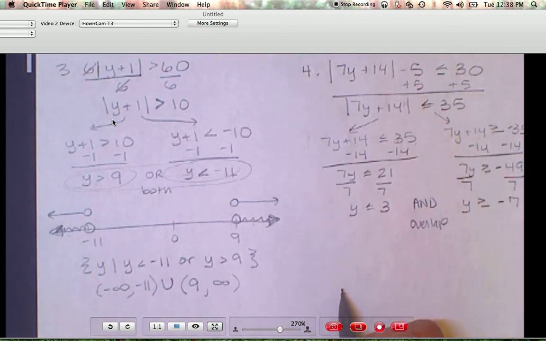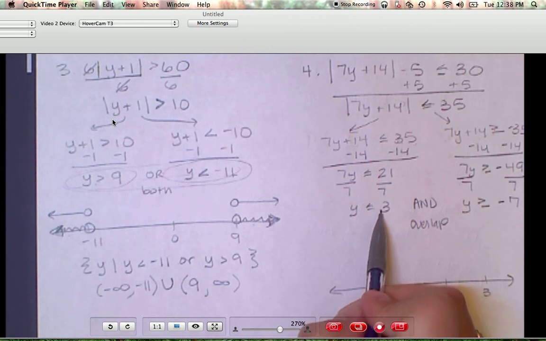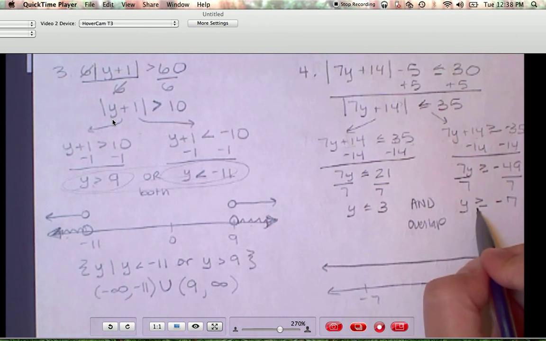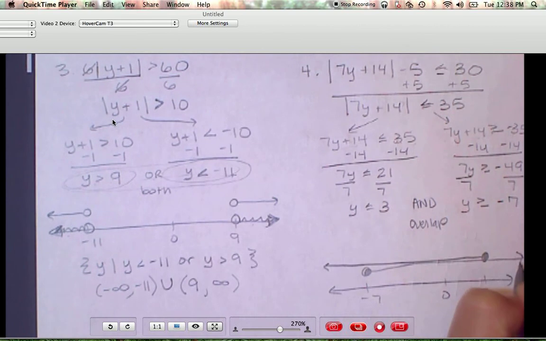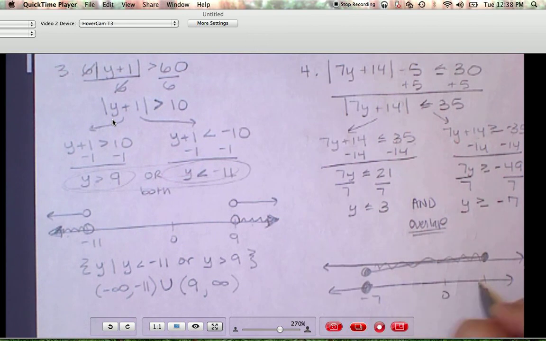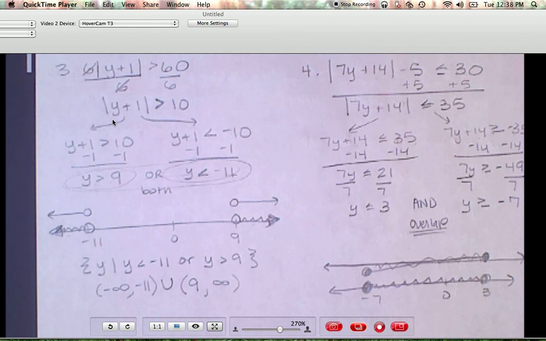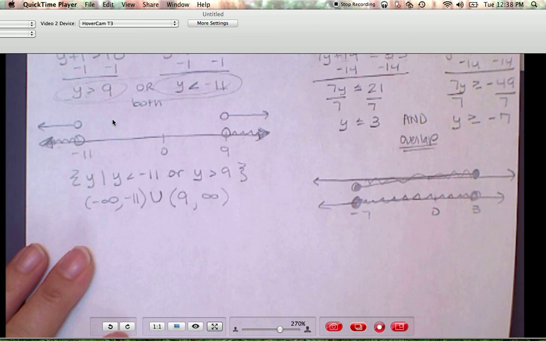So here's my number line. We've got negative 7, 0, positive 3. Y is less than or equal to 3. 3 and everything less than. Y is greater than or equal to negative 7. Oops. And we want to find where they overlap, which is right here. So our graph on our number line should look like this. Okay. And then we have to finish it up with our set and interval notation.